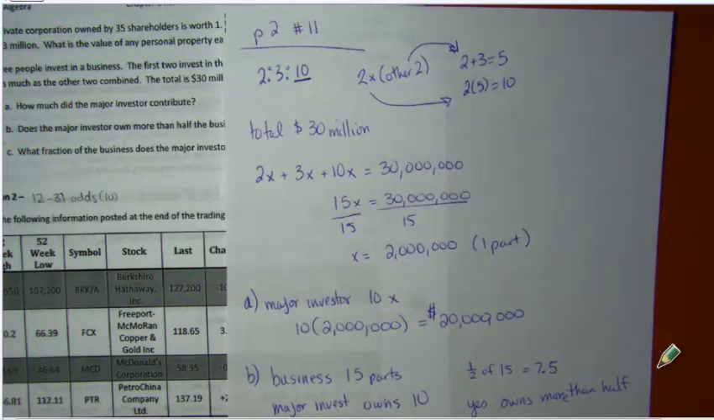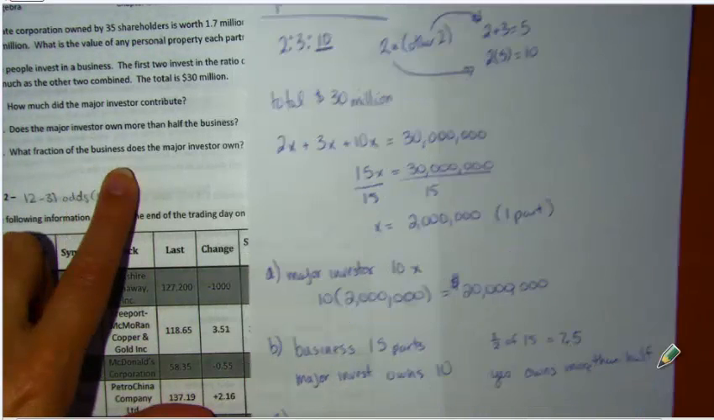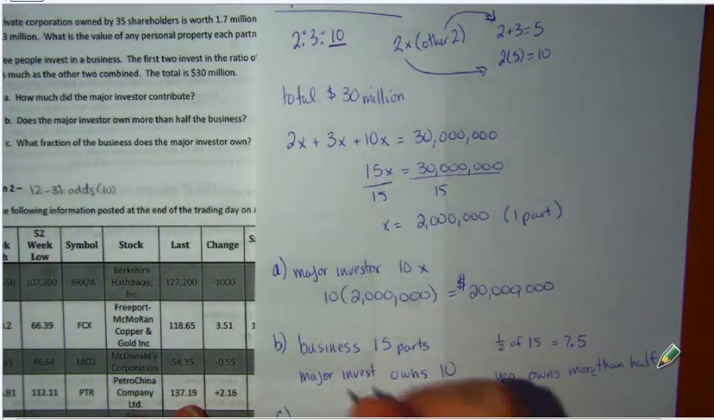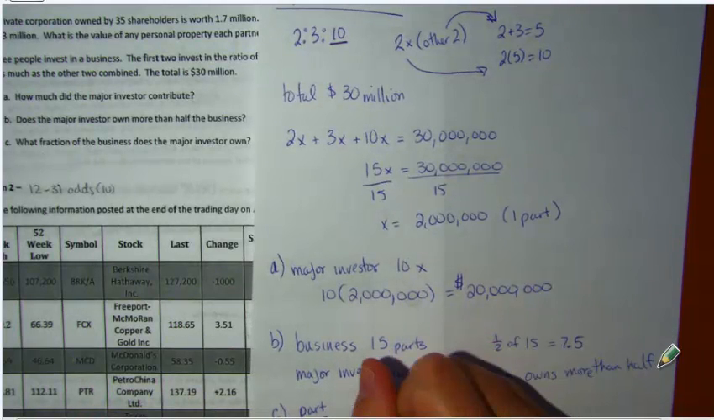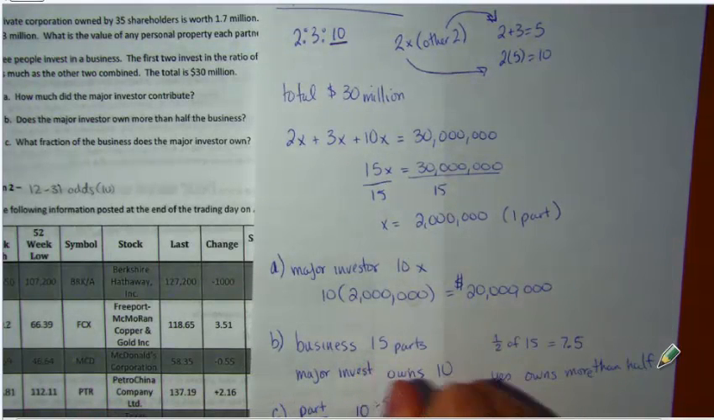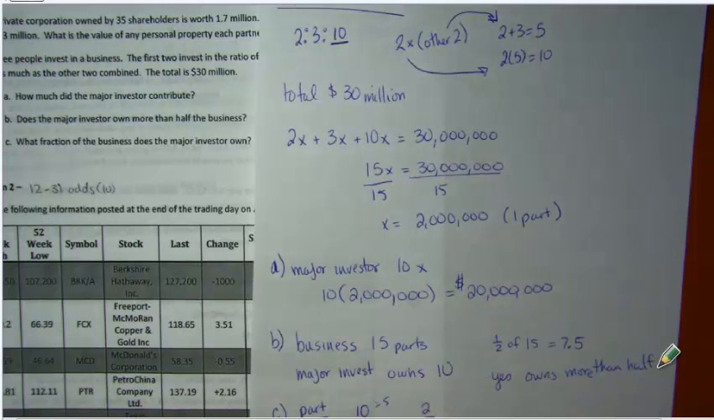And then finally, we want to know which fraction of the business does the investor own. You always want to do the part over the whole on that. Well, the major investor owns 10 parts, and the whole business is 15 parts. So he owns 10 out of 15 pieces, and then I can reduce that because those both divide by 5. So he owns 2/3 of the business.